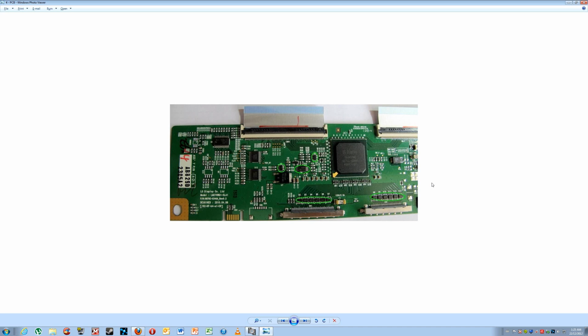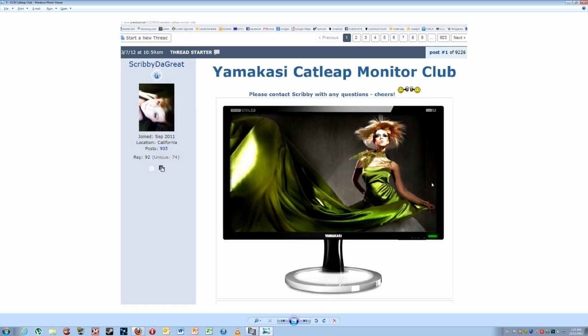And so still at this low, low price back then of around $400, people started to get very, very excited indeed. And Scribby the Great, who we all know as the founder of Overlord now, was the first one to actually start the Cat Leap Monitor Club over on overclock.net. A club that's still there and is still alive and kicking. They're up to page, what, 923? Over 9,000 posts are made.